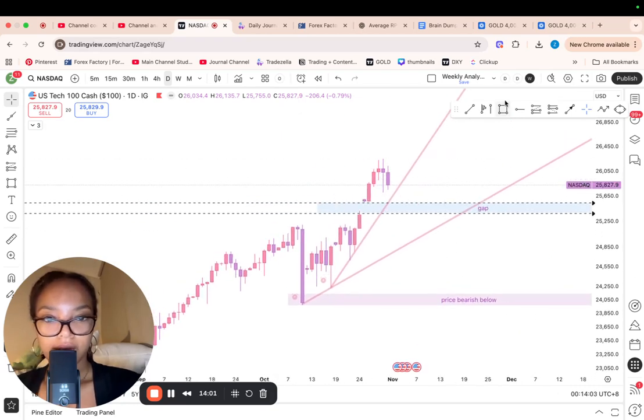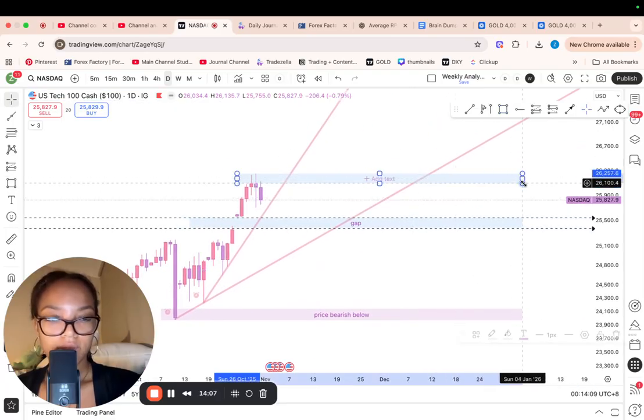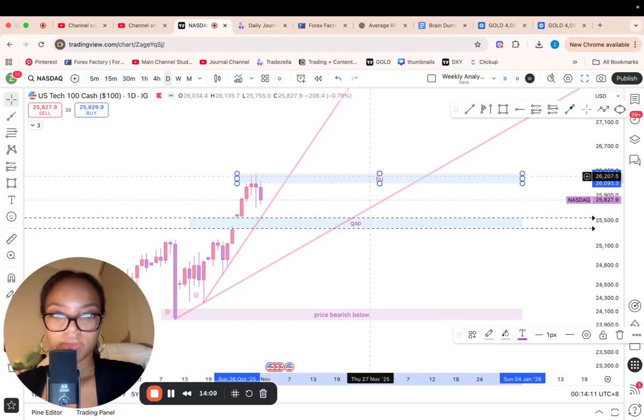We've got this price is bullish above level here. I don't know if I'll be taking any sells on Nasdaq anytime soon. It's obviously pushing above. It's obviously pushing up, sorry. Bullish above.